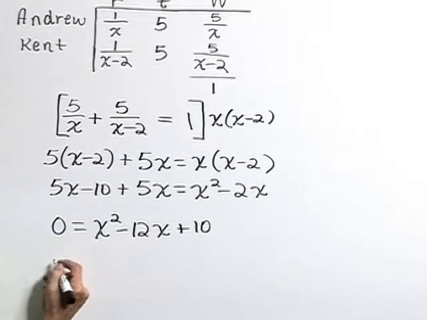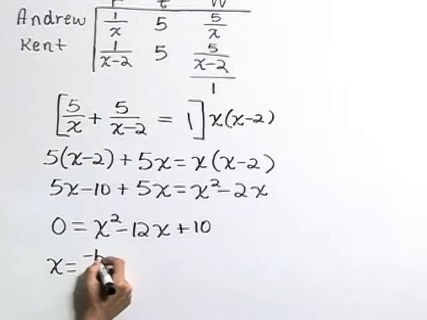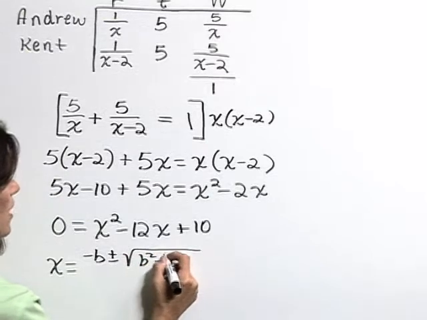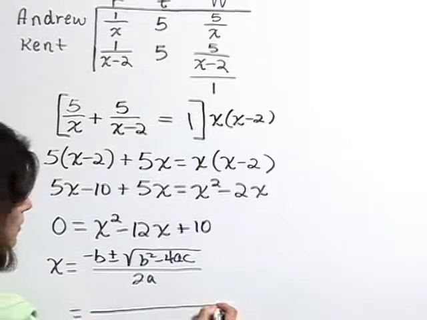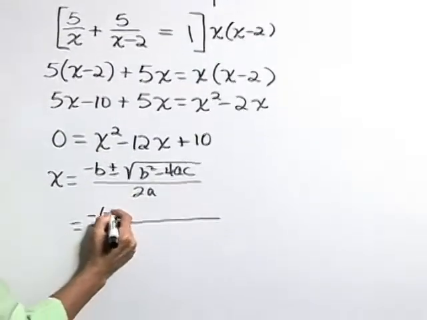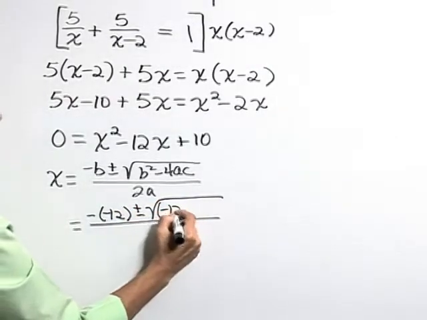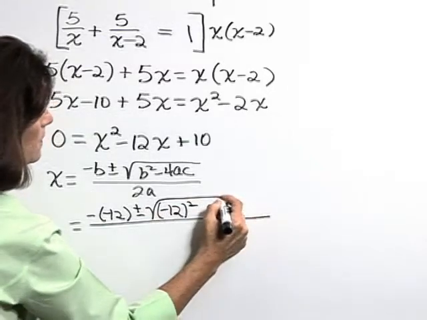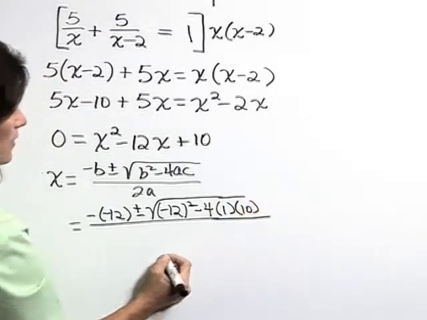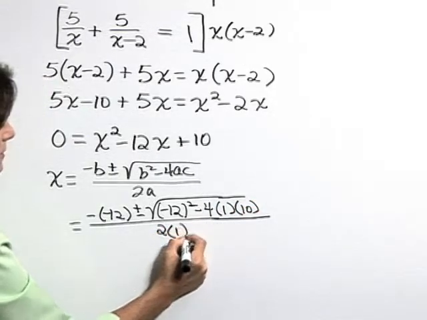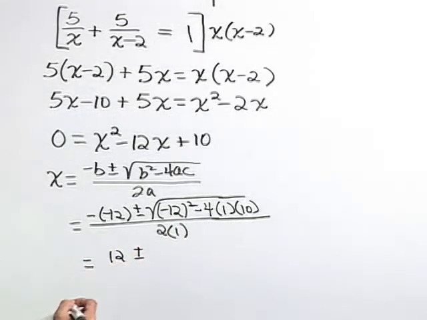Now, let's use our quadratic formula. So x is equal to negative b plus or minus the square root of b squared minus 4ac all over 2a. Let's substitute values. So we will have the negative of negative 12 plus or minus the square root of negative 12 squared minus 4 times a, which is 1, times c, which is 10, all over 2 times a, or 2 times 1. This gives us 12 plus or minus.